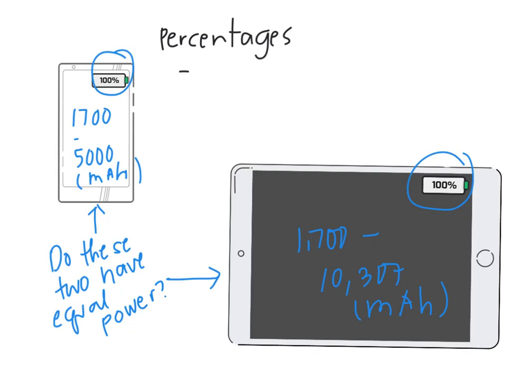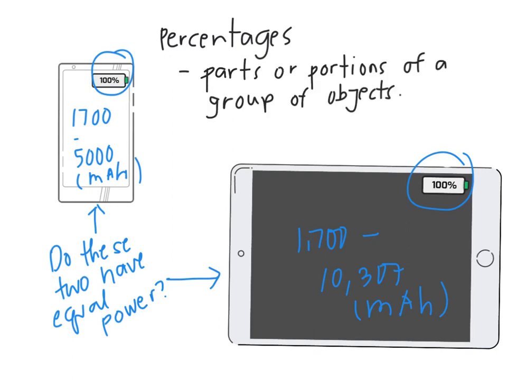Percentages are used to express parts or portions of a group of objects. We also know that whenever we see a number that has an attached symbol of percent, like 75%, it can also be expressed as a fraction: 75 for every 100.